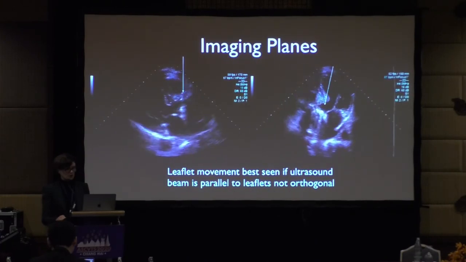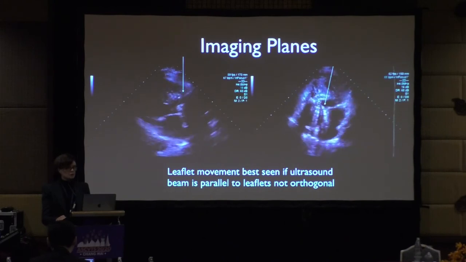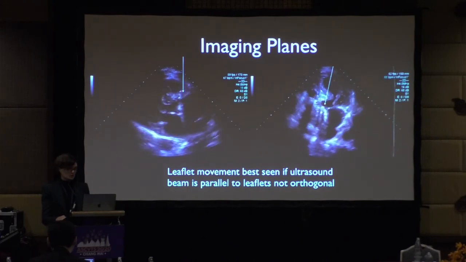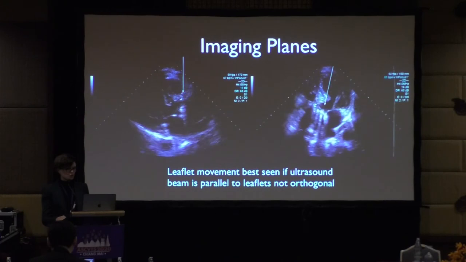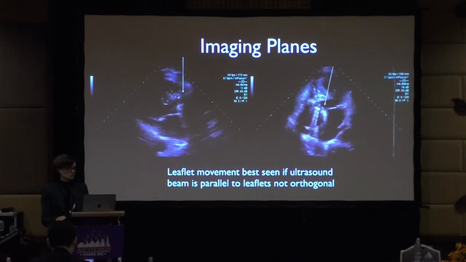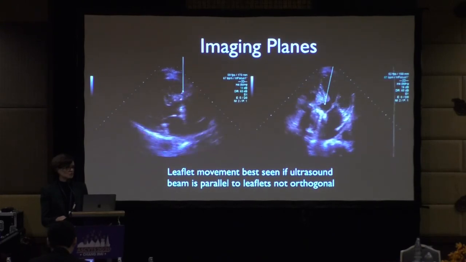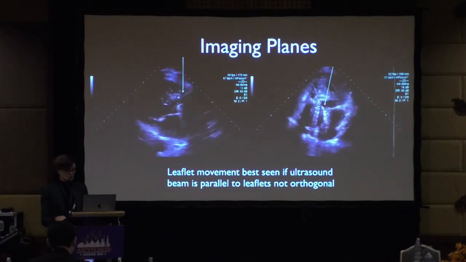And this is also something else you need to be aware of. You need to be careful with your imaging planes. Leaflet movement is best seen if your ultrasound beam is parallel to the leaflets, not orthogonal. So in the first parasternal long axis image, you can't really see the motion of the leaflets at all, whereas in a five-chamber view where you're lined up much better, you can.